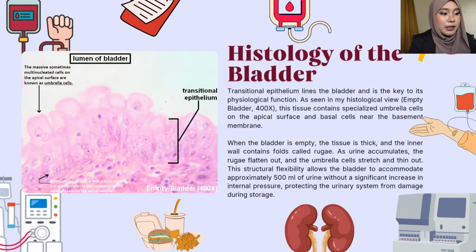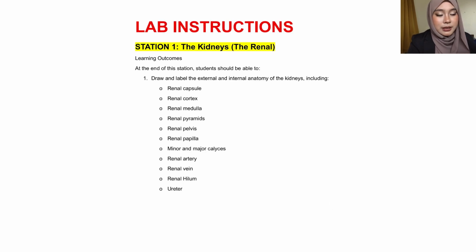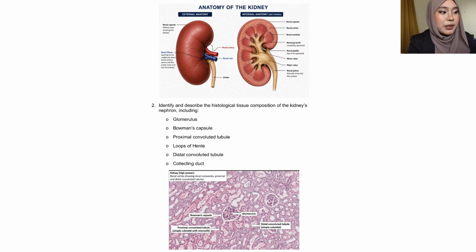Histological study of the bladder reveals the transitional epithelium with umbrella cells that flatten to accommodate up to 500 ml of urine. So lastly, practical 4 is the urinary system stations. Internally, the kidney is organized into cortex, medulla, and renal pelvis.